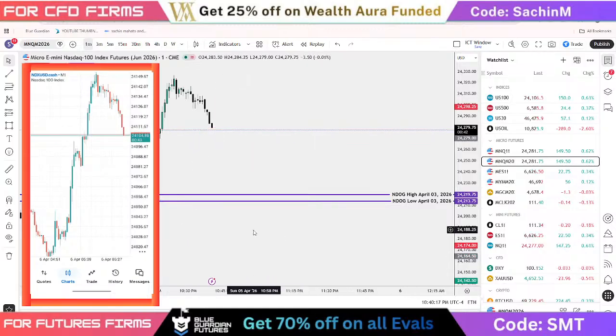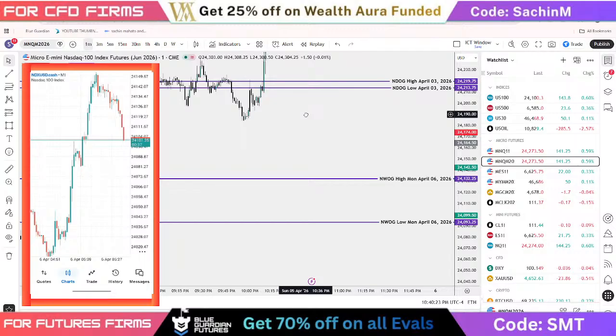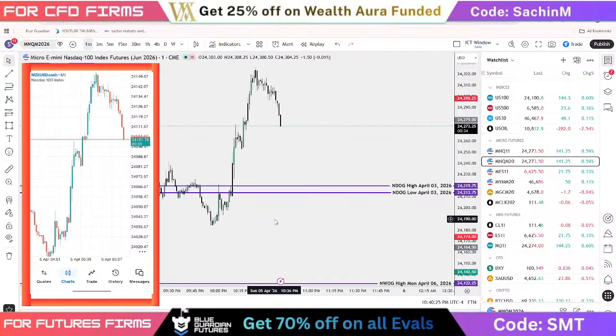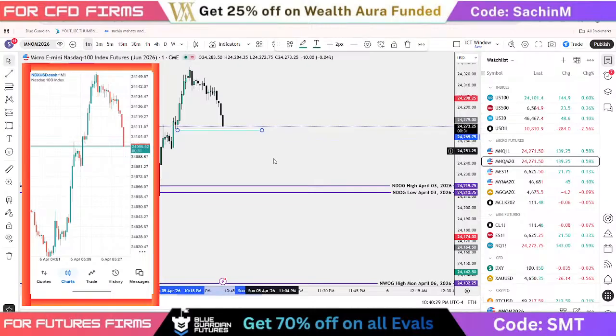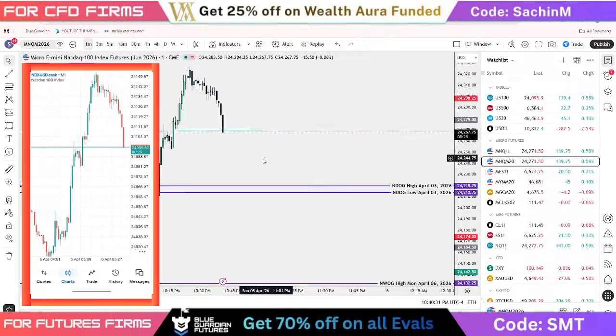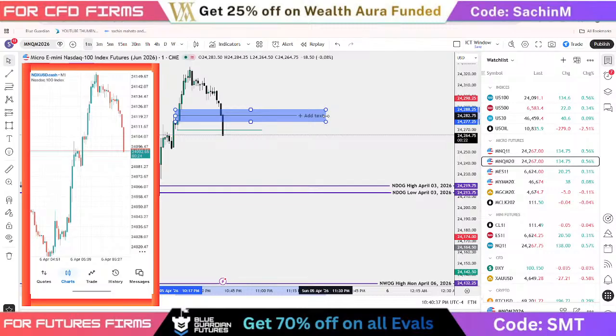So are we going to get a market structure shift here? If we get a market structure shift here, then we can look for shorts. The market might come back down again from this inversion fair value gap. I will take this short only on the futures account.